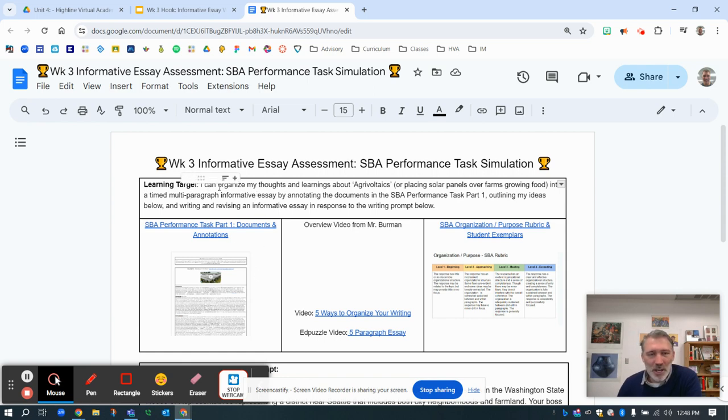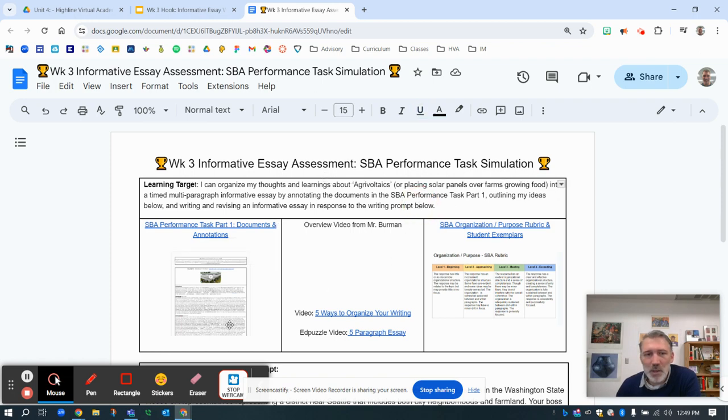So here's the learning target. I can organize my thoughts and learnings about agrivoltaics. Agrivoltaics is the fancy word for placing solar panels over farms that are growing food. And I can organize those thoughts and learnings into a timed multi-paragraph informative essay. I'm going to do that by annotating the documents in the SBA performance task part one. That's over here. And I'm going to outline my ideas below, and I'm going to write and revise an informative essay in response to the writing prompt below.